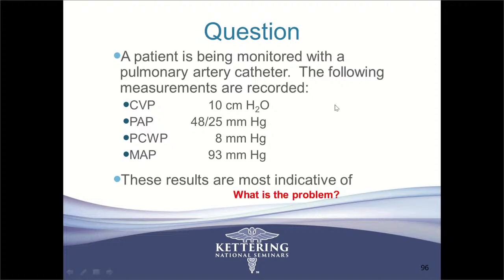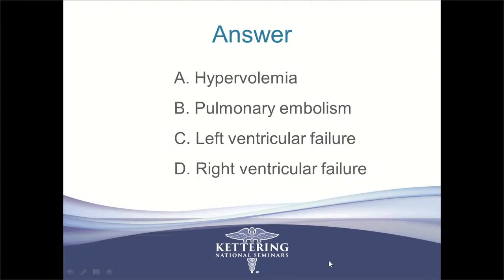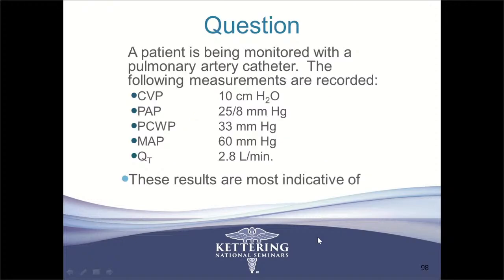So let's go down here. What is the problem? Where's the thing that says lung? There it is right there. Pulmonary embolism. Yes, that's the right answer. All the rest of this stuff is not lung problem. Okay? So that's how you figure out how to answer the question about what's the problem, by looking at the blood pressures. Here's another one.